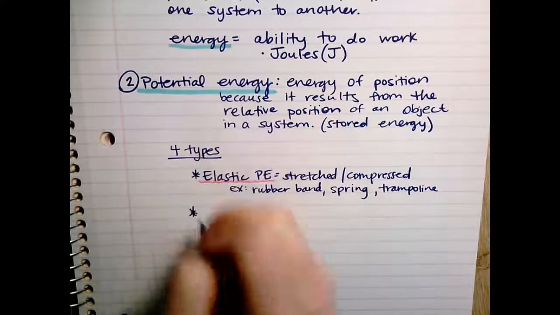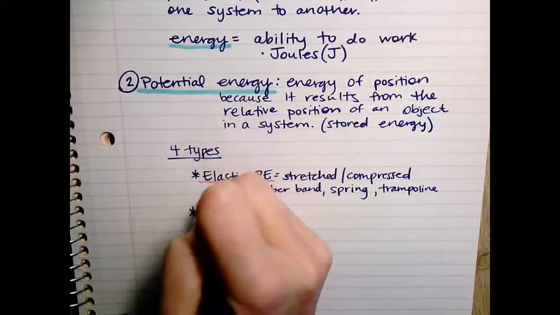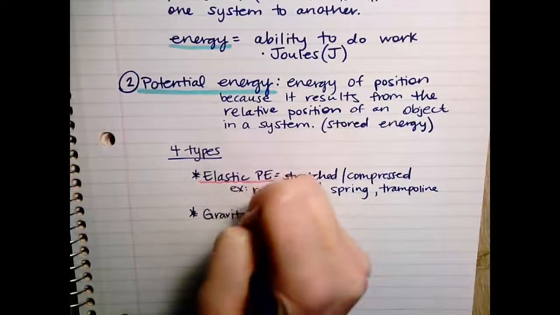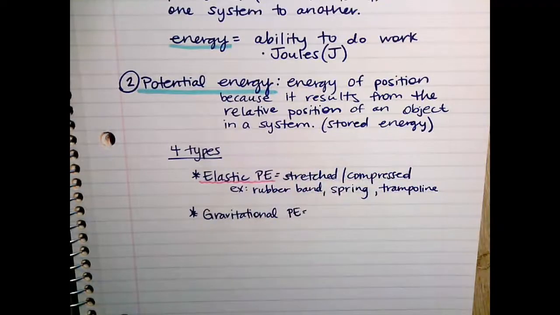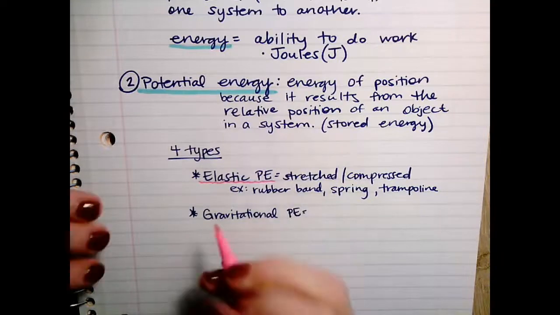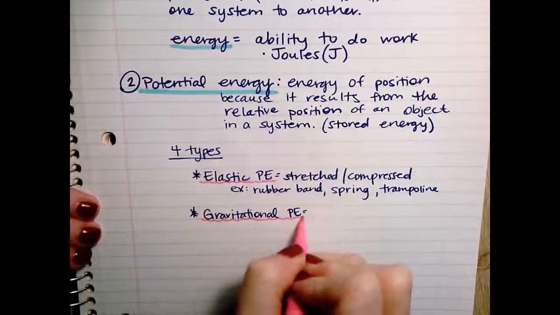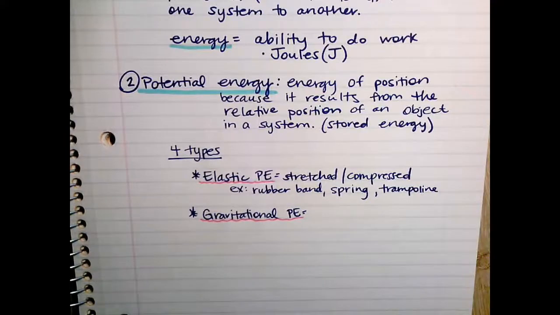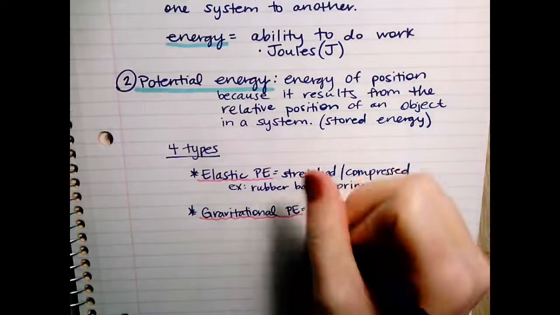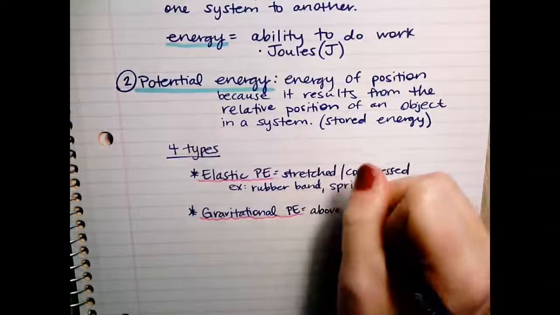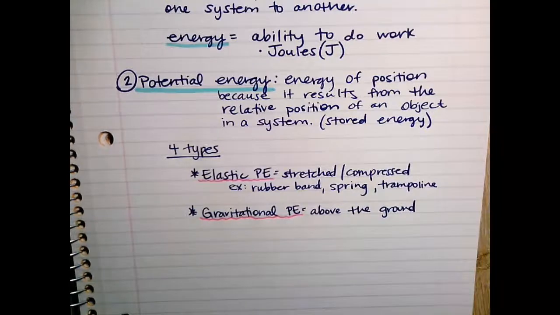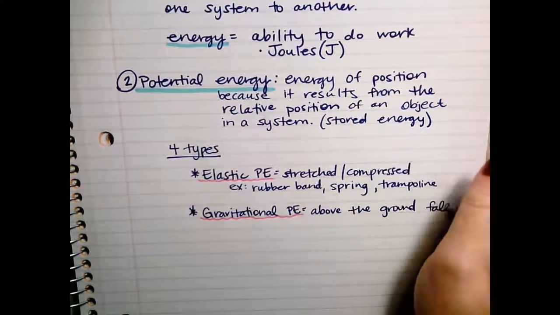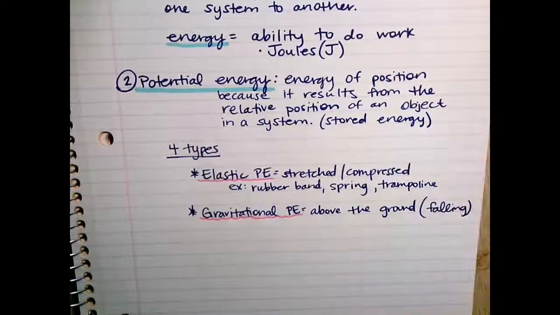The second one that we talk about is gravitational. There's no order for these. I'm just going to talk about each of them, so don't think elastic is like the number one. I would say gravitational is probably the one we talk about the most. But gravitational is anything that is held above the ground, which makes sense because gravity is going to pull on anything that is above the ground. So anything that is falling is thought of to have gravitational potential energy.